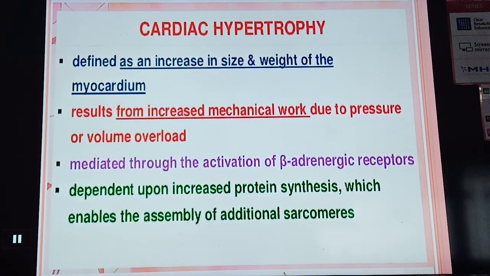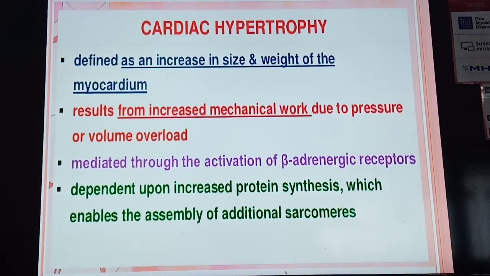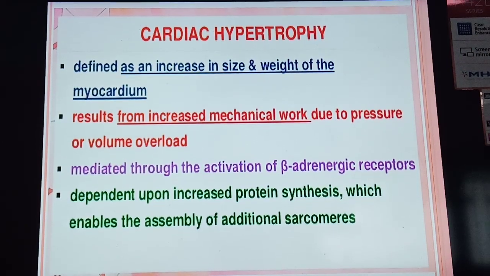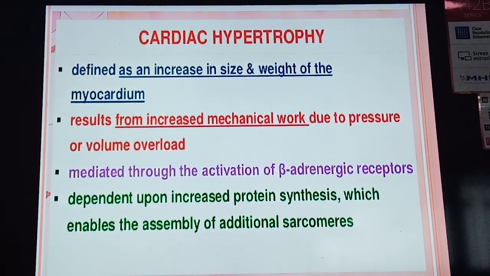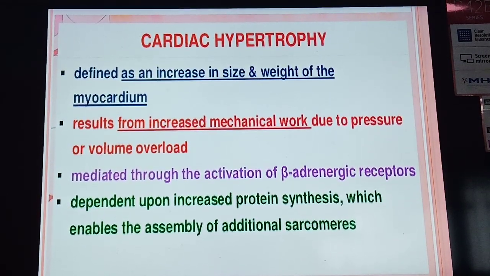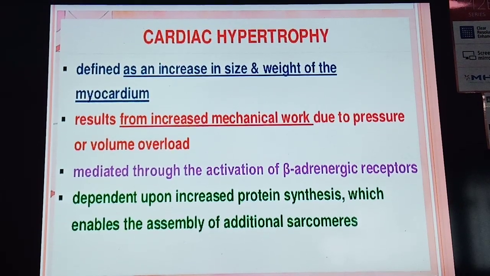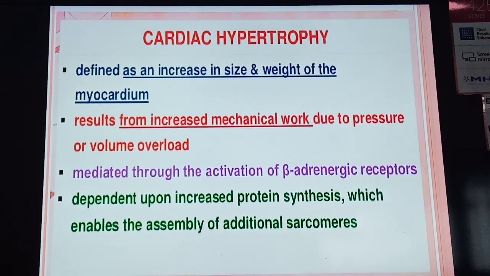So in hypertensive heart disease, there is hypertrophy of the heart. So there is cardiac hypertrophy. Cardiac hypertrophy is defined as an increase in size and weight of the myocardium, or the myocytes of the heart. This cardiac hypertrophy results from increased mechanical work due to pressure overload or volume overload.